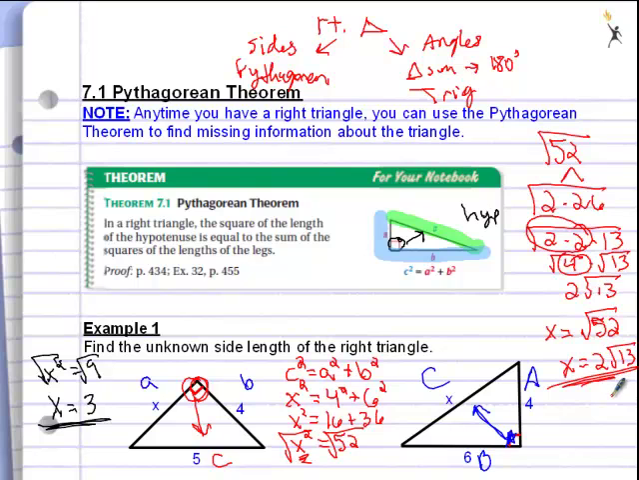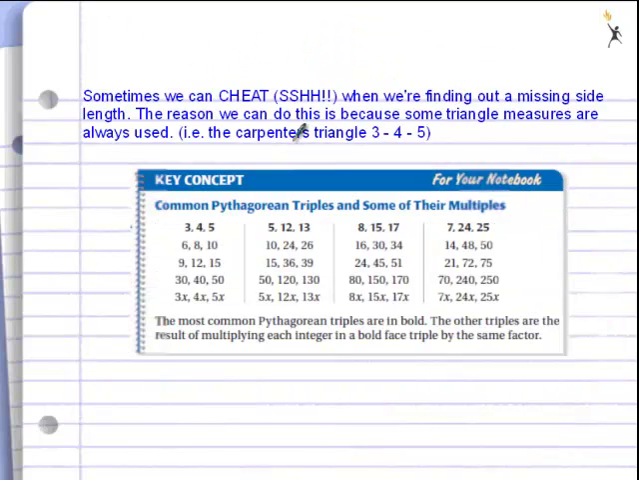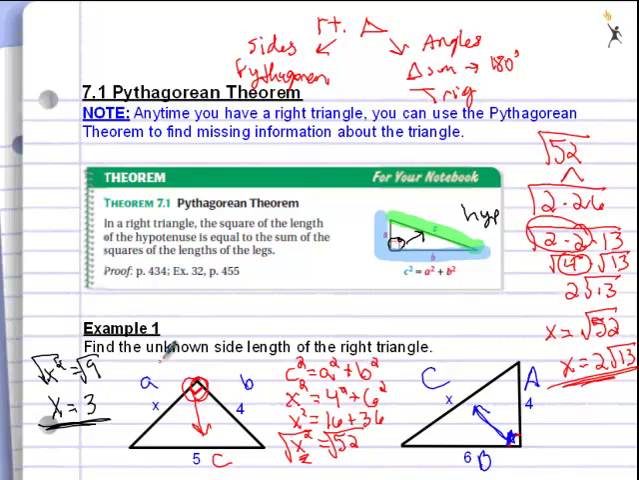Now, there are times when you have special combinations of numbers so that you can always figure out what the missing piece is. And let me show you what I mean. Go to the next page, and we see something called Pythagorean triples. Now, sometimes we can cheat. Shh, don't tell anybody, it's okay. When we're finding a missing side length, the reason we can do this is because some triangle measures are always used. For example, 3, 4, 5. You see that we just previously used it in our first problem. We had a leg of 4, a leg of 3, and a hypotenuse of 5. That's called a Pythagorean triple.